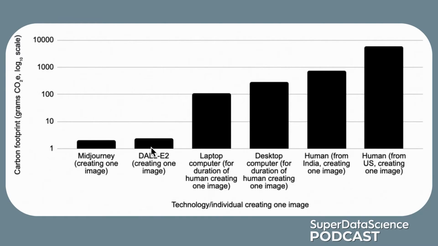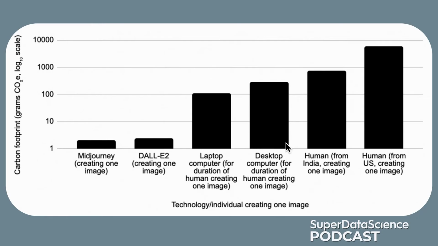DALL-E 2, again, uses more energy than Midjourney, so I'm using that as the more challenging comparison. The laptop uses 45 times more energy than DALL-E 2 would, and about 127 times more energy if you try to do it on a desktop. So overall, you're getting big improvements in energy usage using AI as opposed to using a laptop or a desktop, ranging from 12x if you're using a laptop to write a page of text, up to 127x if you're illustrating on a desktop.